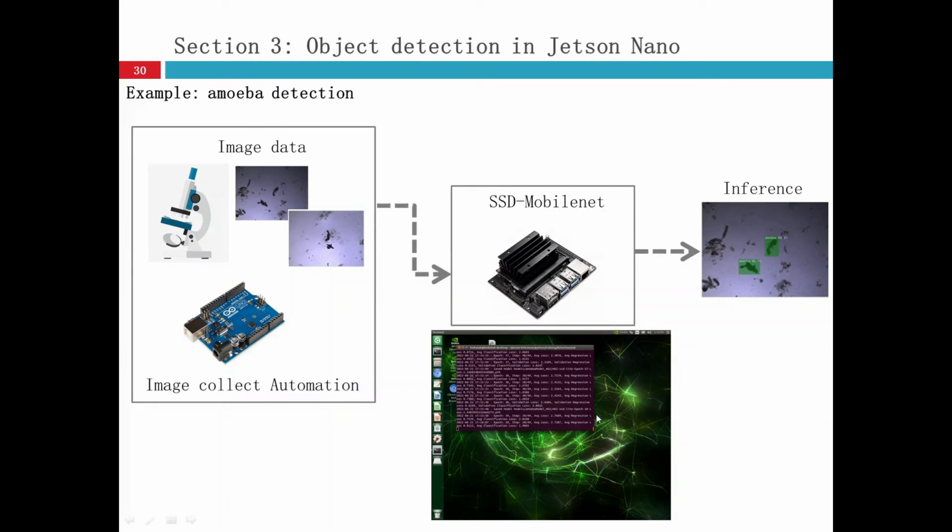And the example is amoeba detection, and the data set is exactly the same as with Mask RCNN. All of the amoeba images are taken in our lab. We put all of this data set into the SSD MobileNet and let it train and get the trained model, and use the trained model to run the inference. You will get this image, and it will tell you the location and the number of the amoeba.